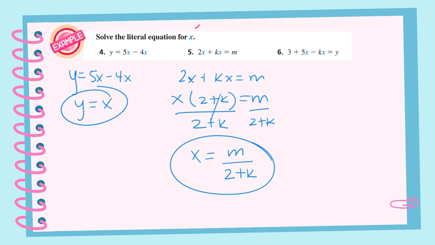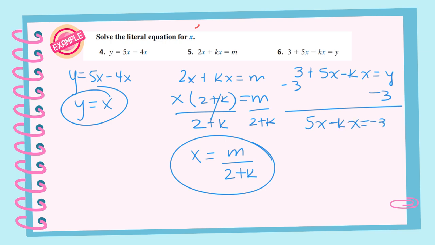Number 6, we have 3 plus 5x minus kx equals y. Is there anything I can factor here? No, right? So what can I do first? I'm going to get rid of that 3, and I'm going to be left with 5x minus kx equals negative 3 plus y.